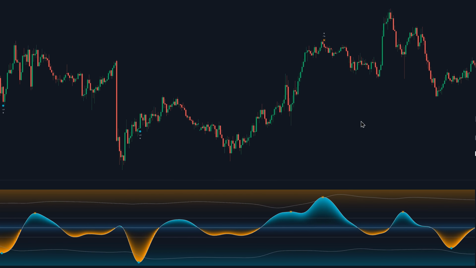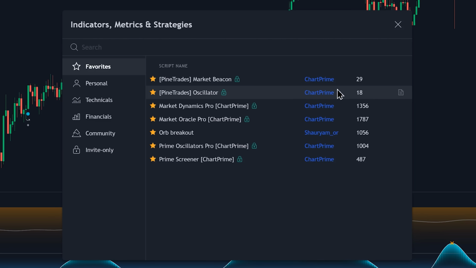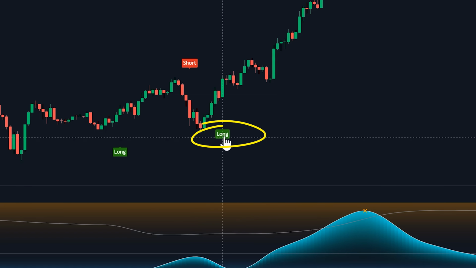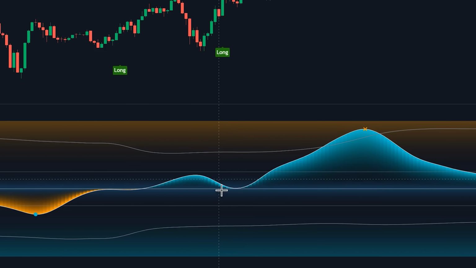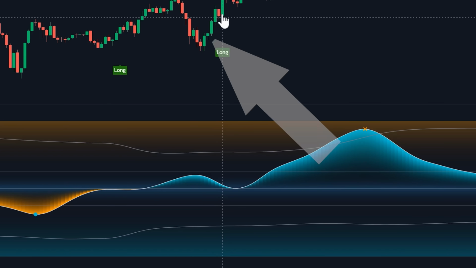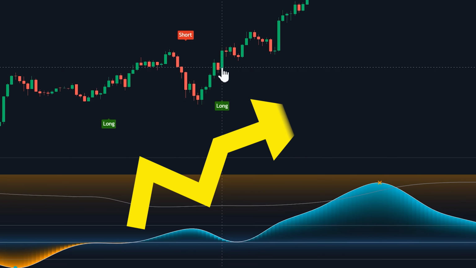If you have a buy-sell indicator, something like the Pine Trades Market Beacon, it's actually a private indicator, and I'm gonna put the link in the video description. But if you have an indicator like this and you want to take long and short positions, you would only take long positions like this one in an area where this oscillator is colored teal to indicate that this long position is happening within a strong bullish momentum. So taking this trade increases the chances of it becoming profitable.